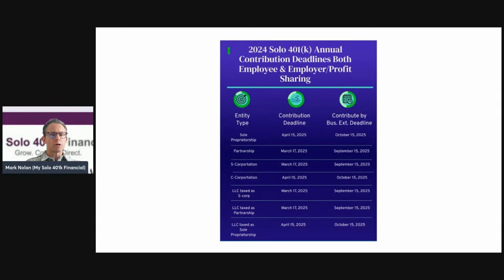For example, for a sole proprietorship, you have until April 15th of 2025 to make those employee and employer contributions for 2024. If you file for an extension, you're going to have until September 15th of 2025. As a corporation, you have until March 17th of 2025 to make employee and employer contributions for 2024, and you have an extended deadline of September 15th of 2025 to file a business tax return extension.